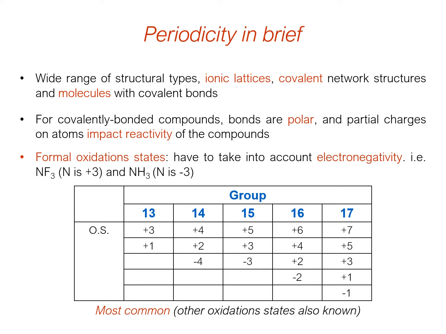So for example, I've got an example here of a nitrogen NX3 compound, say. If it's nitrogen trifluoride, the oxidation state of the nitrogen is +3 because the fluorine is more electronegative. Whereas if you make ammonia, the same formula with hydrogen instead of fluorine, then the nitrogen is in the -3 oxidation state because the nitrogen is more electronegative. So this plays a big role in the chemistry.